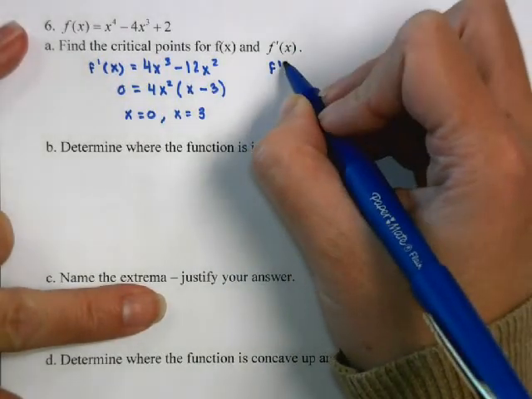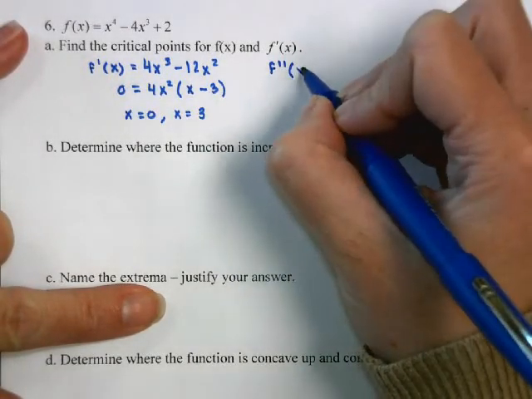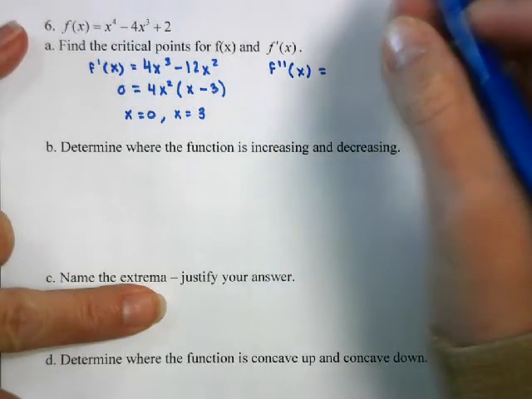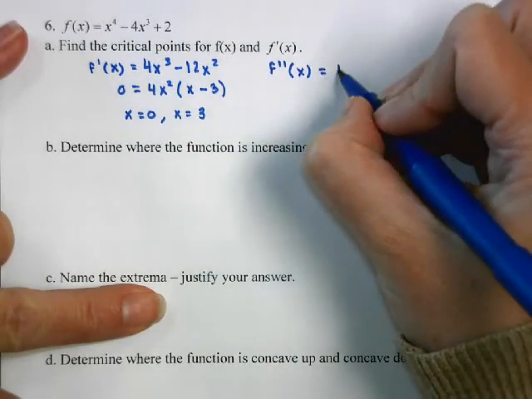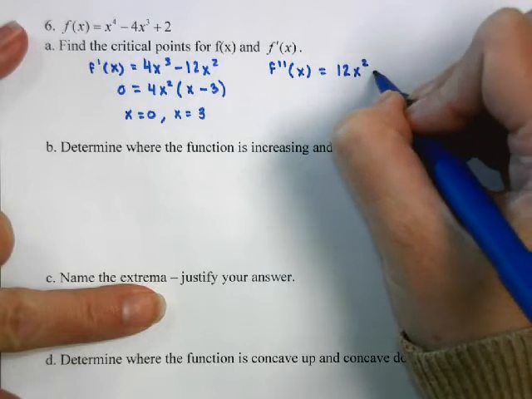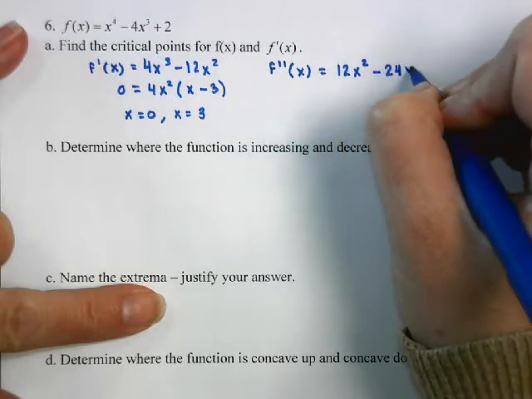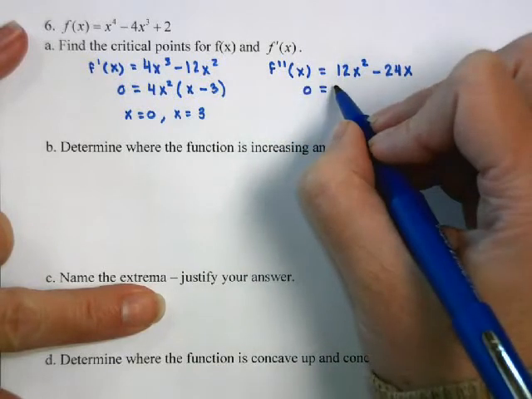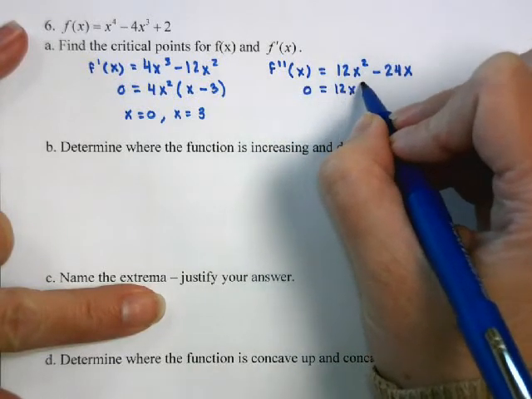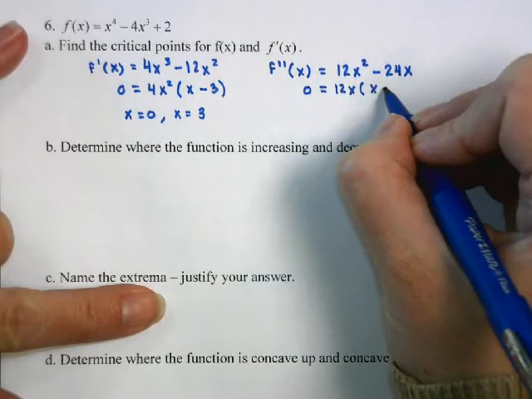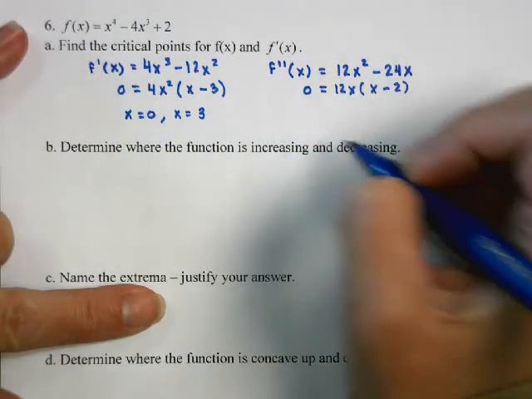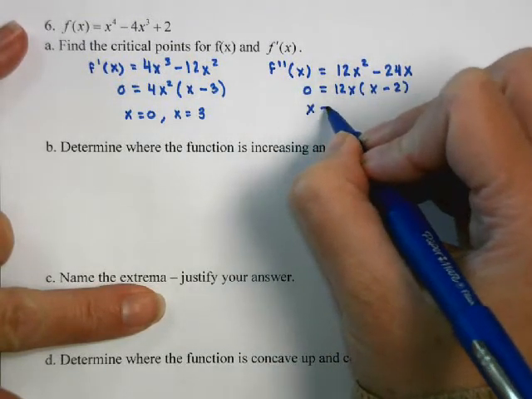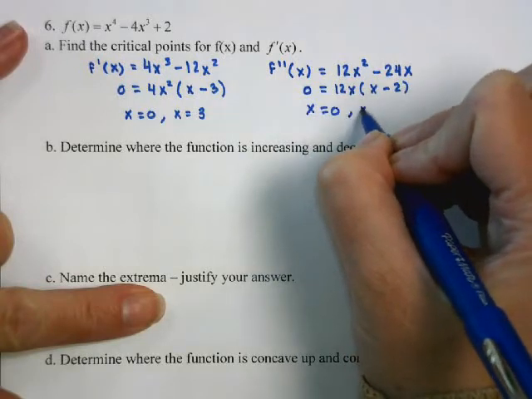The critical points for the first derivative: we'll take the second derivative. The derivative of this is going to be 12x squared minus 24x. Set that equal to 0, so we can factor out a 12x, which leaves me with x minus 2. So my critical points here are 0 and 2.